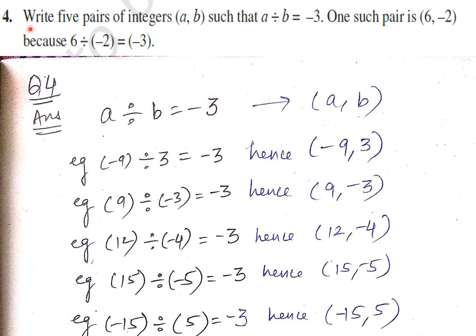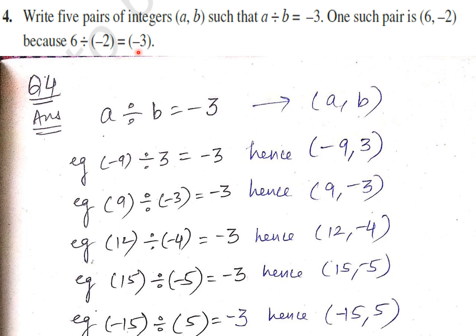Now, question 4 is: write 5 pairs of integers A, B such that A divided by B is equal to minus 3. So we have to find some examples of A and B such that when we divide A by B, we get minus 3. They have given an example such as 6, minus 2. You can check over here. When you have 6 divided by minus 2, it is minus 3 because 2 3s are 6 and we have one negative sign, hence we have got minus 3.